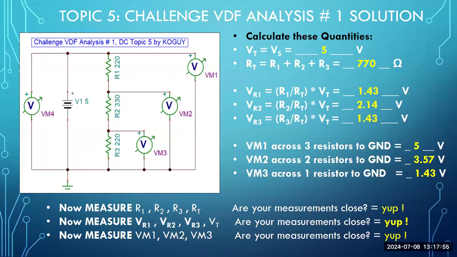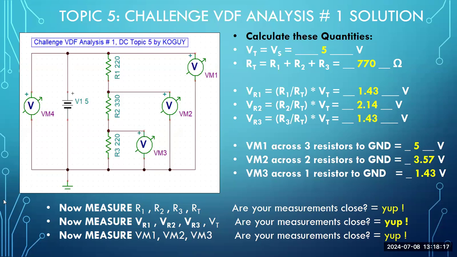Okay, so your numbers should look very, very similar to these numbers here. The calculated value of 5, what did you have as a measurement? 5.11, 5.12. Your calculated total ohms, 770. I think I measured 771. VR1, you calculated 1.43 volts. We measured 1.41 to 1.42.